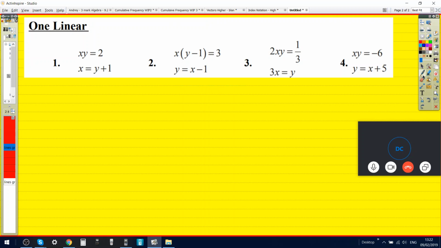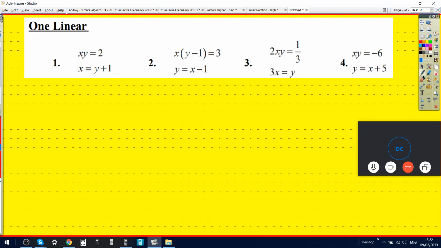So the first one, x times y equals 2. x is y plus 1. And so another way to write it would be y plus 1 times y equals 2. So instead of x, you can write y plus 1. Yeah, so you can substitute it in. So what would you get there?